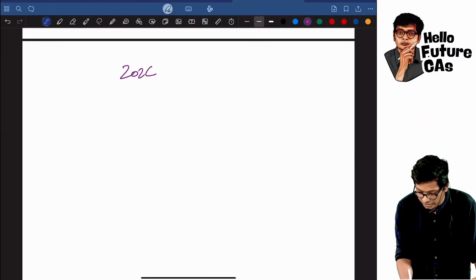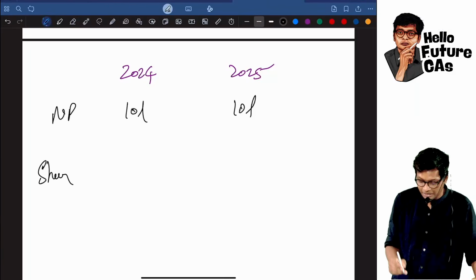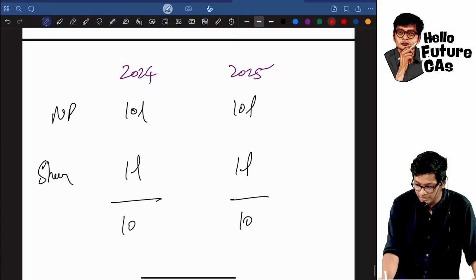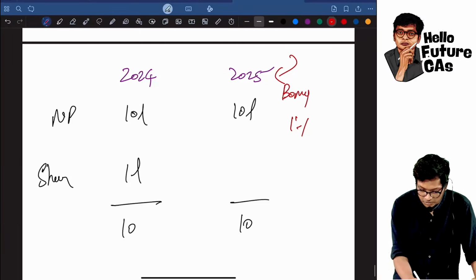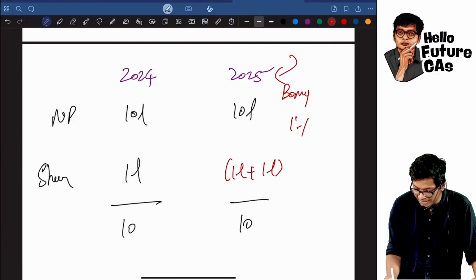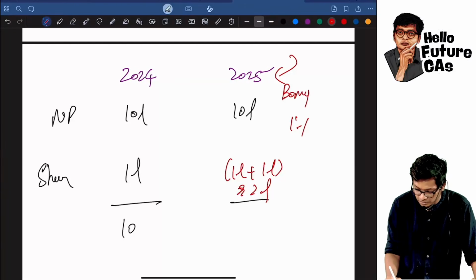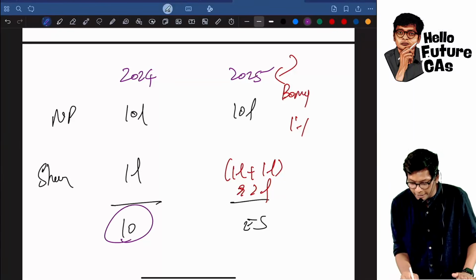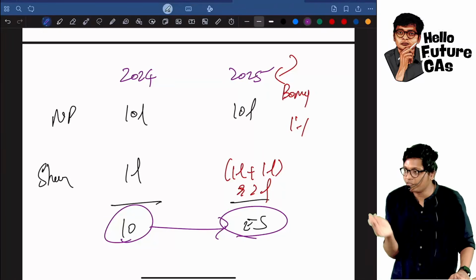Assume 2024, 2025. Net profit 10 lakhs, net profit 10 lakhs. Denominator is shares. Assume here it is 1 lakh, assume here it is 1 lakh. So EPS is going to be 10. But this year if I give bonus in the ratio 1:1, then the denominator will be 1 lakh plus 1 lakh, which is going to be 2 lakhs. 10 divided by 2 is going to be how much, guys? 5. My EPS will be 5. So what will the shareholder think? Hey, 10 rupees EPS dropped to 5 rupees, waste company. But actually it's because of the bonus issue.